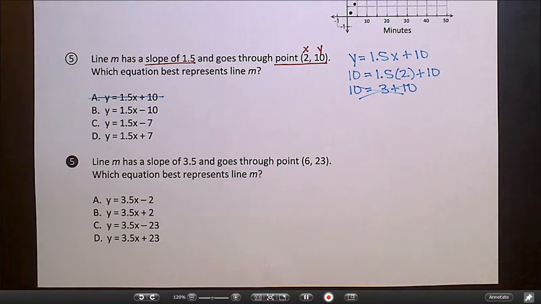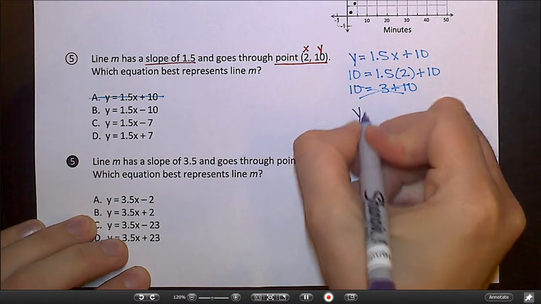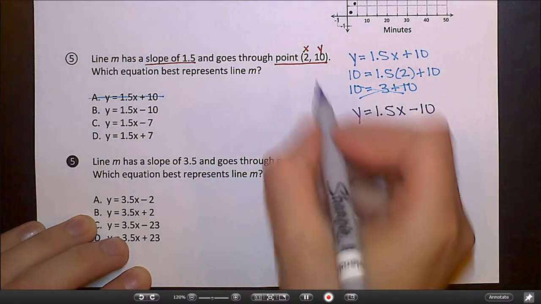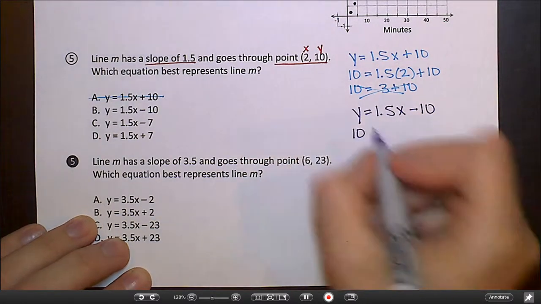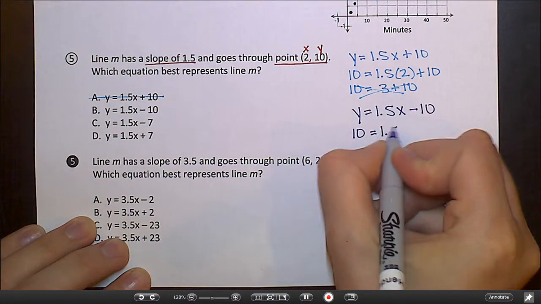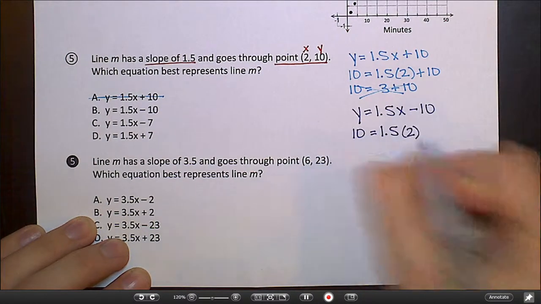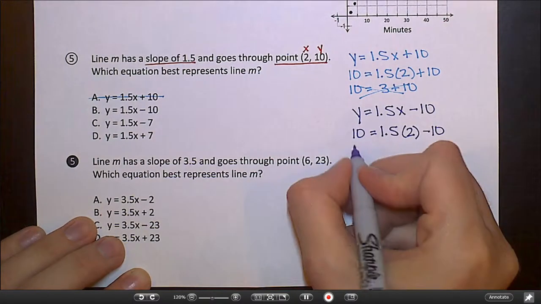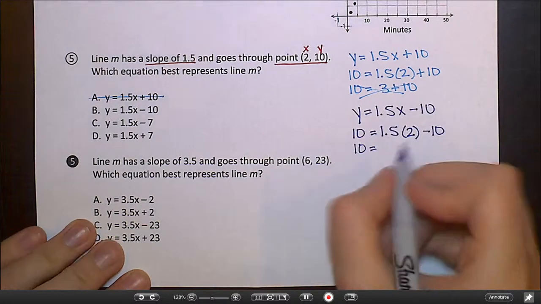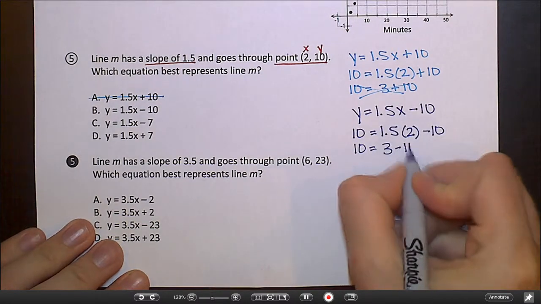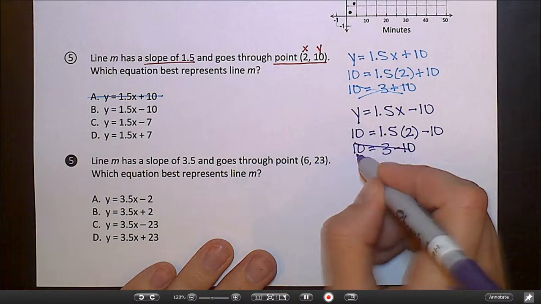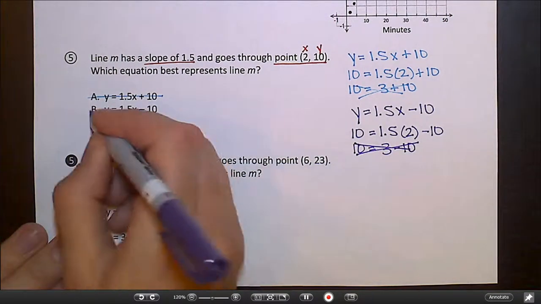Let's look at B. Y equals 1.5x minus 10. So I'm going to plug in 10 for y, plug in 2 for x, and then start trying to solve. So 10 equals, we already know 1.5 times 2 is 3. Okay, 3 minus 10 is not 10. 3 minus 10 would be like negative 7. So we can get rid of that one.